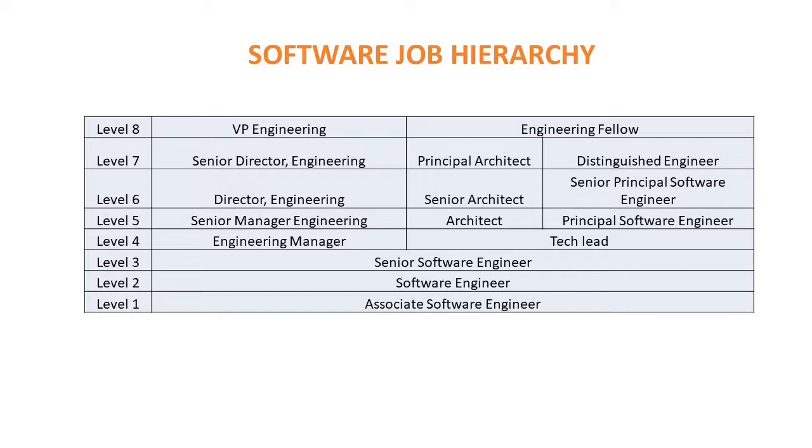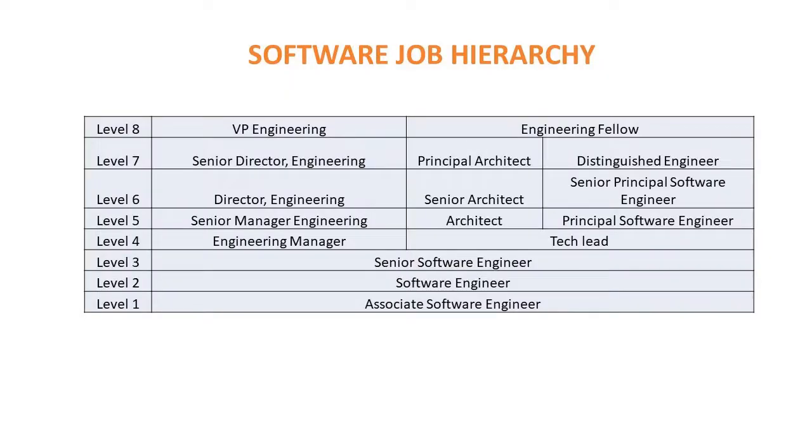There are also others who decide to follow a technical career path, which means that you become an architect, senior architect, or a principal architect, or you could choose to be a principal software engineer, a senior principal software engineer, or a distinguished engineer. So this is the technical career track. On the technical career track, you pretty much do not interact with large groups of people. You keep doing your work.